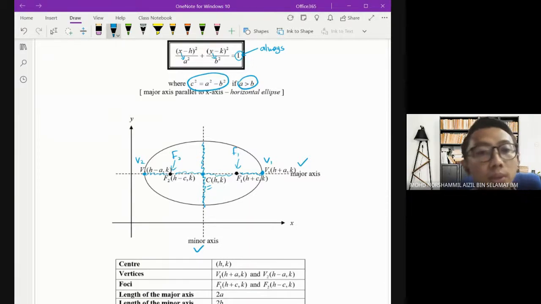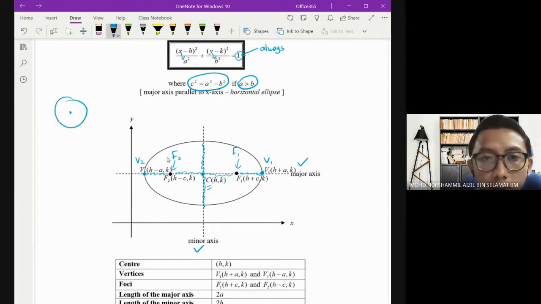Foci ni apa? Foci ni adalah titik yang membentuk ellipse tersebut. Nanti kita tengok kalau ada video. Saya pun tak search lagi video yang menunjukkan foci ni. Kalau kita face to face class saya boleh tunjuk, sebab saya ada buat bentuk dia, macam mana foci tu membentuk ellipse tu.